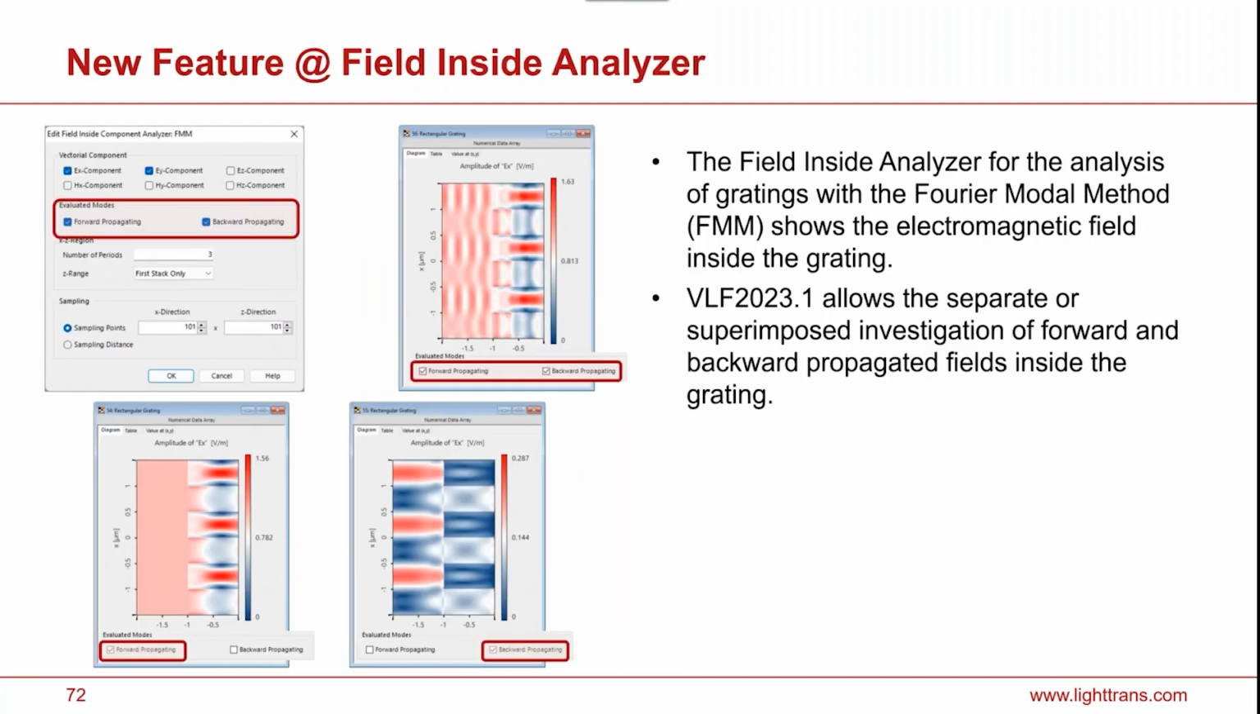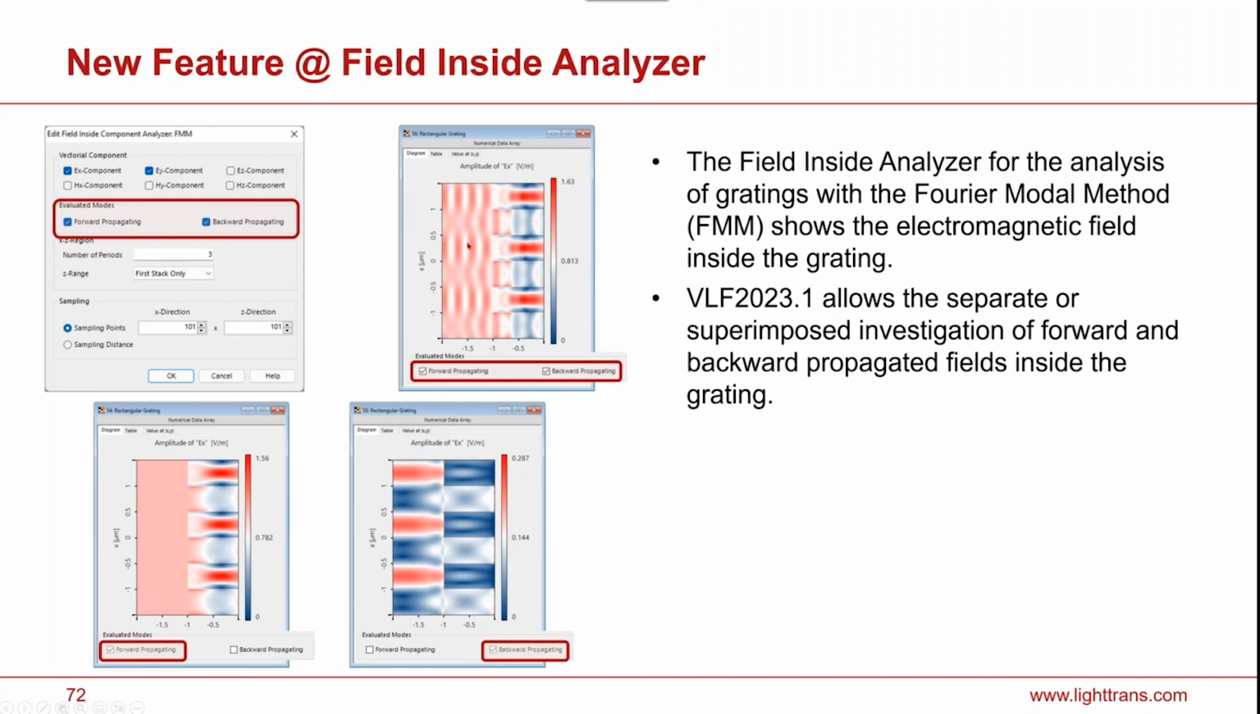And then it's also interesting in quite some kind of situations, we have this field inside analyzer for our Fourier modal method. And typically, up to now, we always had that the forward and the backward propagated fields are combined. That was also always the reason for this kind of interference patterns here.